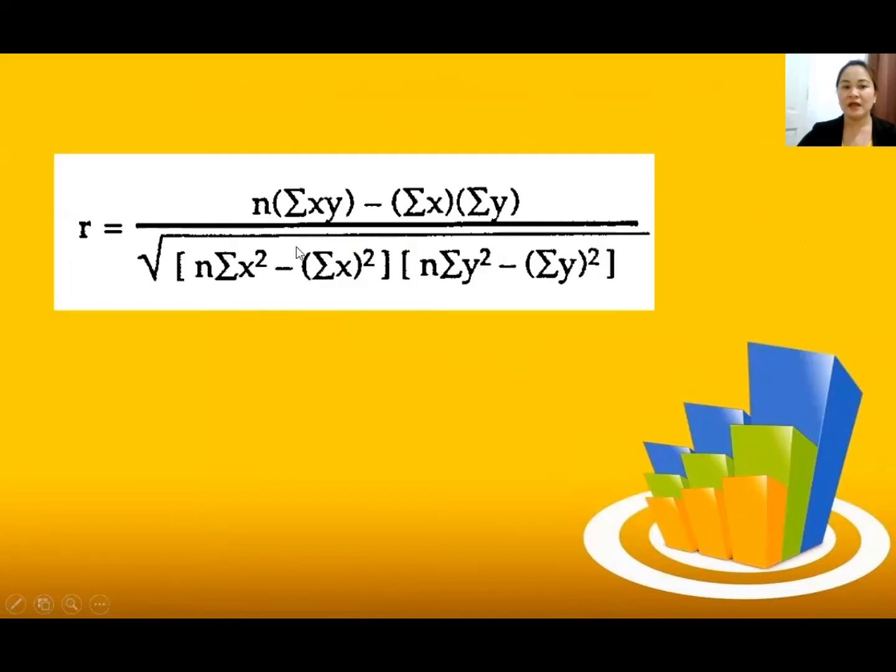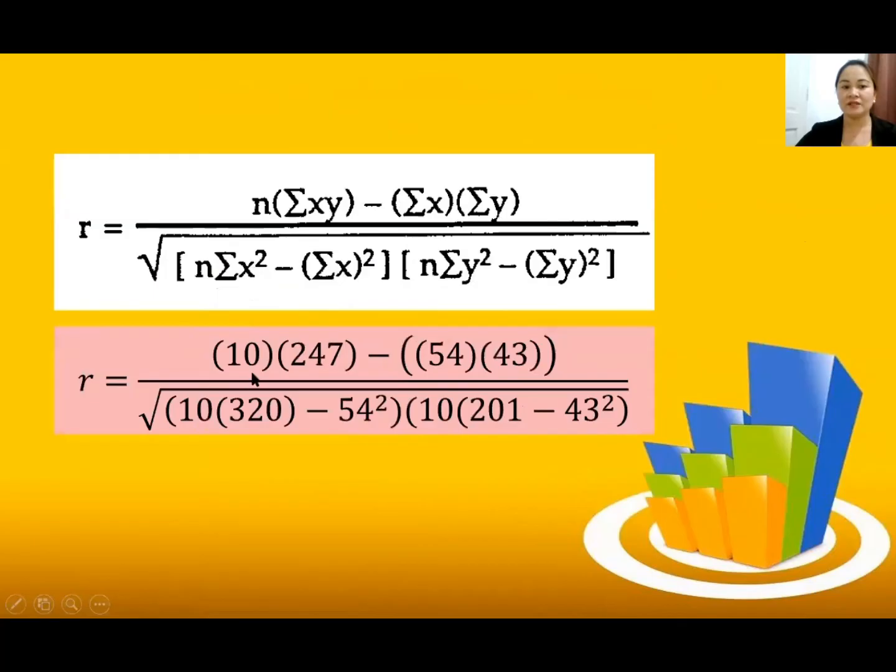formula n times the summation of xy minus the summation of x times the summation of y, divided by the square root of the quantity n times the summation of x squared minus the quantity summation of x squared, multiplied by n times the summation of y squared minus the quantity summation of y squared.